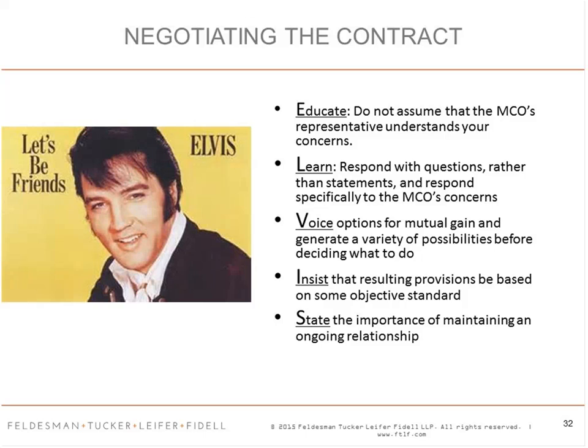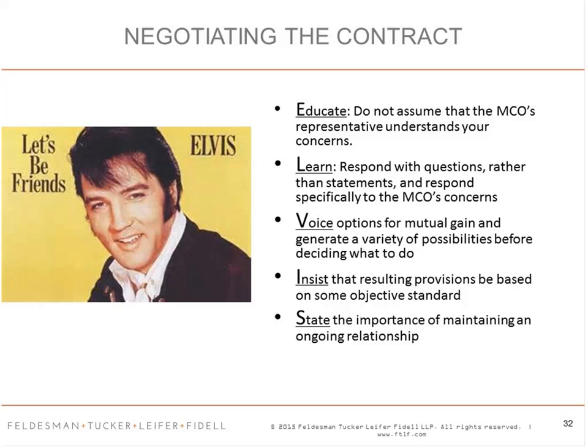If they give you another operational reason for why they can't adjust or change something, learn from that and understand what the implications are for them. Think about whether they can offer you any other options for how you can achieve your goal without having the same impact on them. Think about voicing options. What are the possible options for adjusting the contract that can satisfy both your interest and the plan's interest?